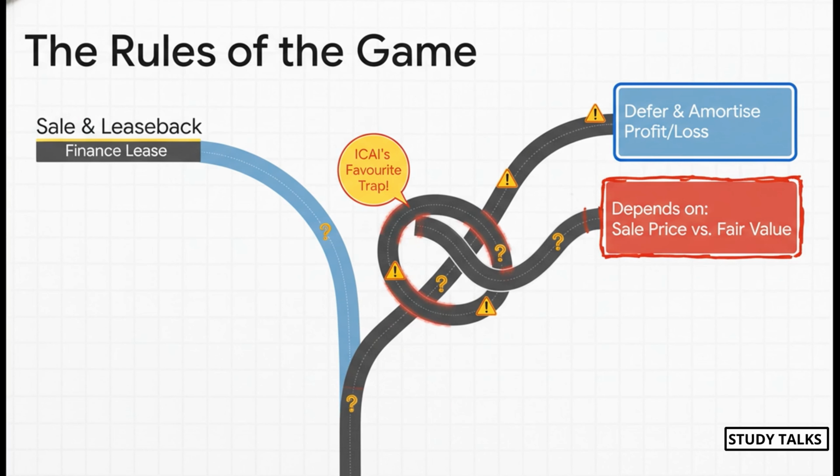If the leaseback is a finance lease, then in substance, you haven't really sold anything. It's more like you took a loan using your asset as security. So any profit you make has to be deferred and spread out over the lease term. But path 2, the operating lease, that's where things get interesting. And that's where ICAI loves to set its questions.